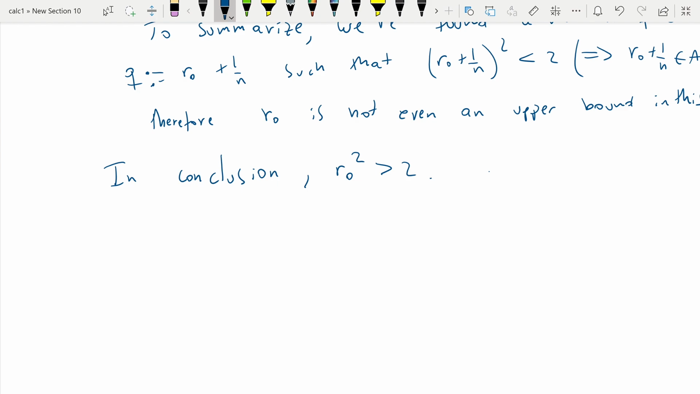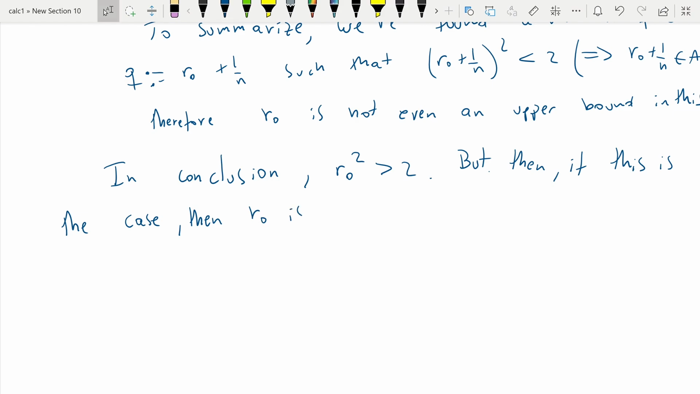But then, if this is the case, then r naught is not the least upper bound.